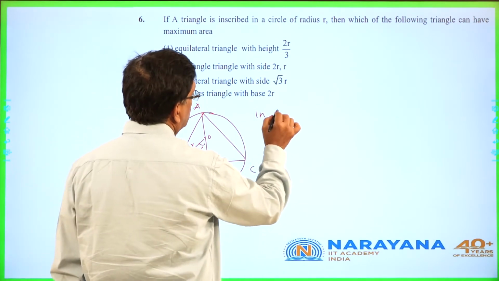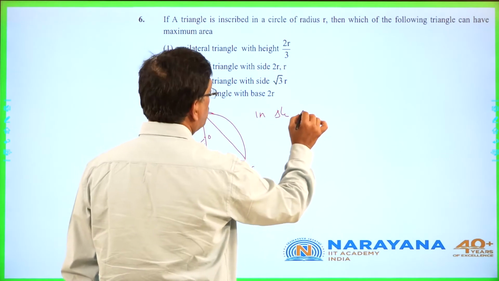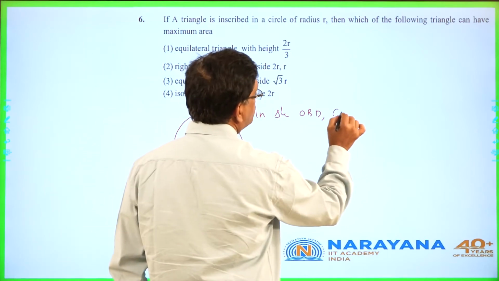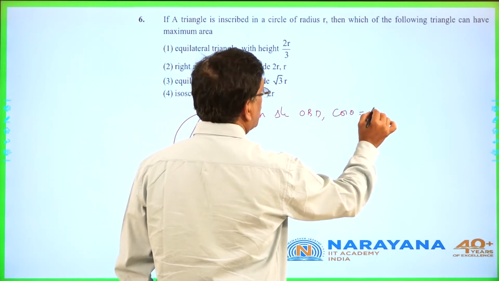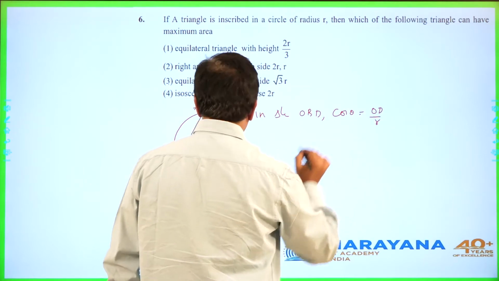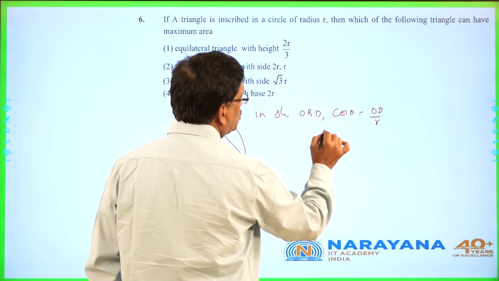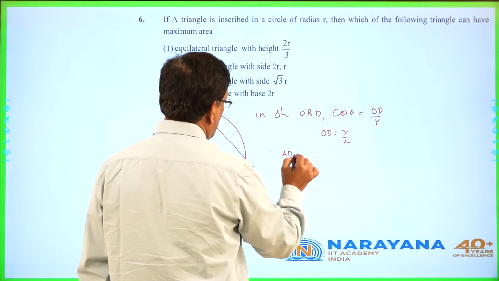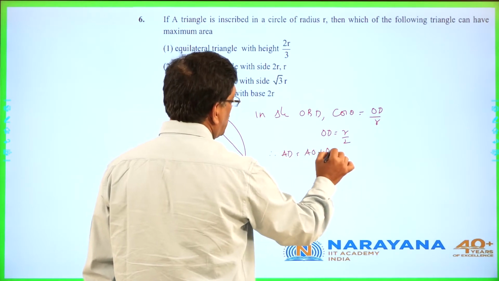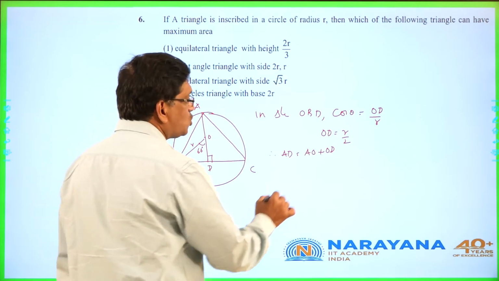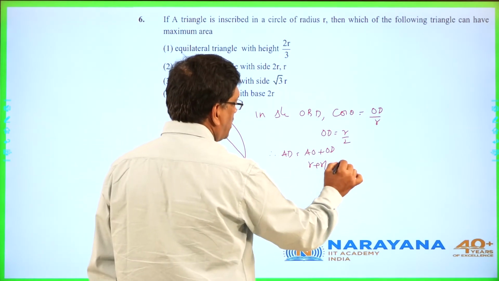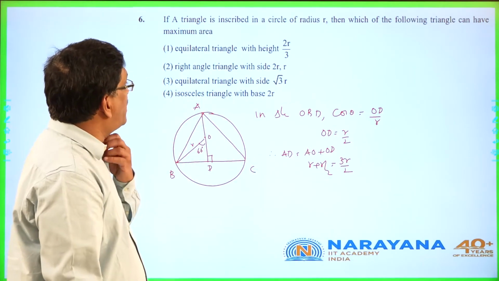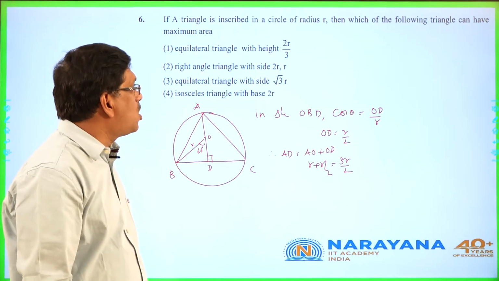In triangle OBD, right? So this is cos theta equal to OD by R. Theta is 60, cos 60 is 1 by 2. So OD equal to R by 2. Therefore, AD equal to AO plus OD. AO is also R. It is R plus R by 2, that is 3R by 2. It is an equilateral triangle with a height. Height is 2R by 3 given.